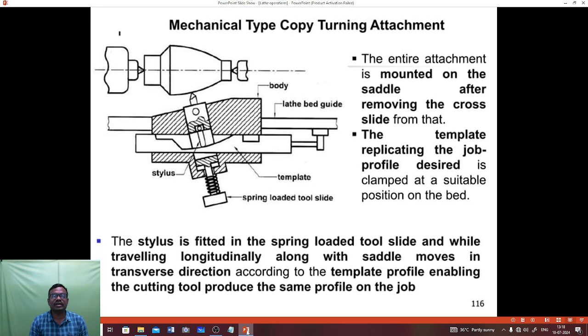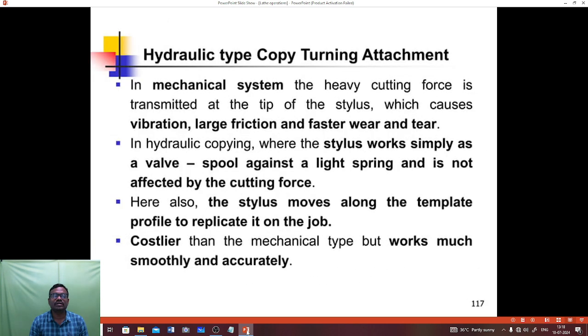Mechanical type copy turning attachment. The entire attachment is mounted on the saddle after removing the cross slide from that. The template representing the job profile design is clamped at a suitable position on the bed.